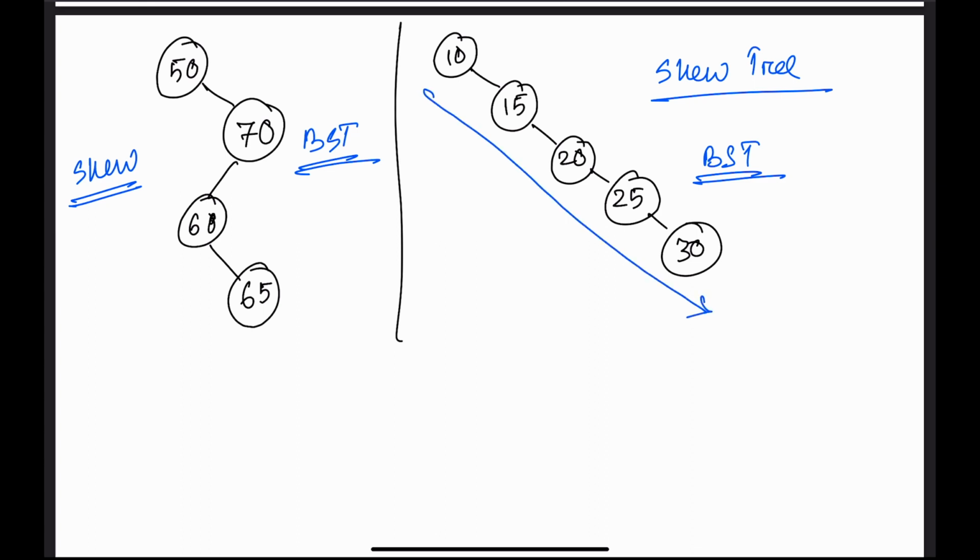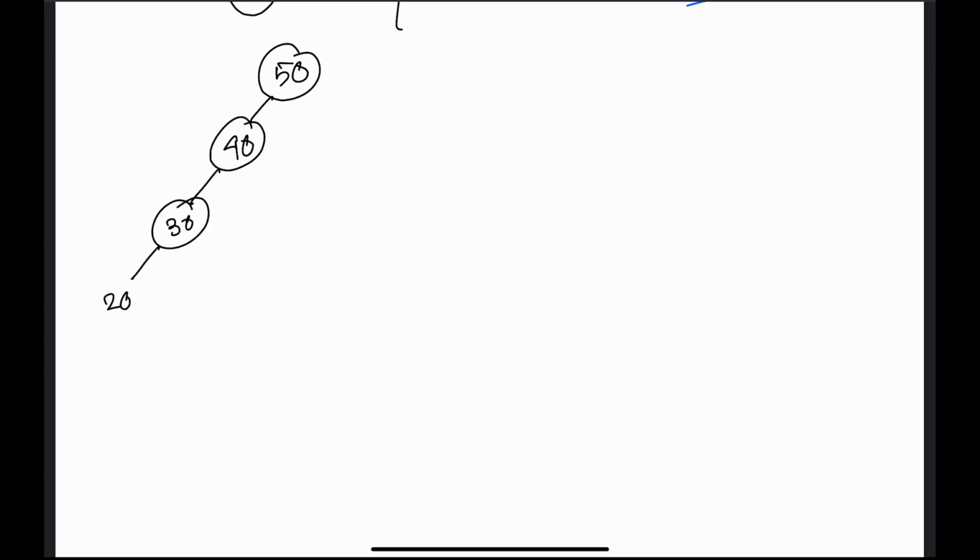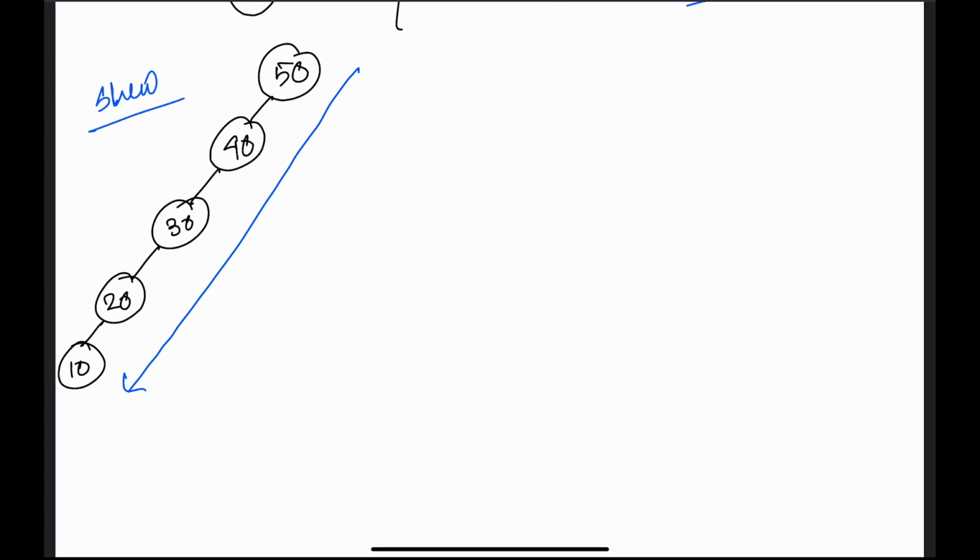Yeah, the reverse also could be there. For example, it could be 50, then 40, then 30, 20, and then 10. So here all the elements are in the decreasing order. So it is also a binary search tree. We can see it's a skew as well, it's a BST as well. Okay, so these are the examples.